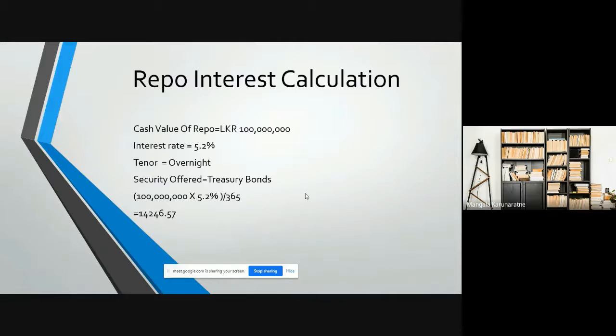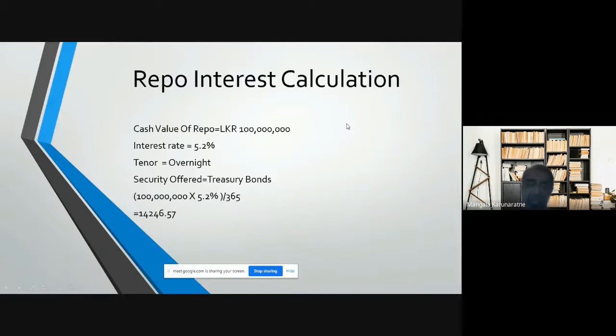Now if the repo is for 10 days, you multiply this 14,246.57 by 10, then it will be 142,465.7, right?